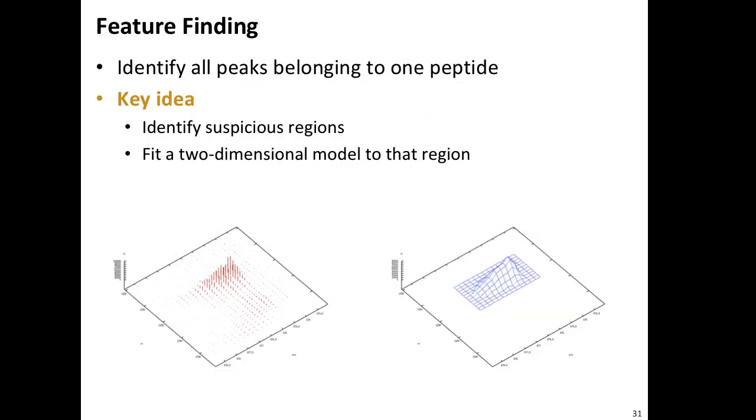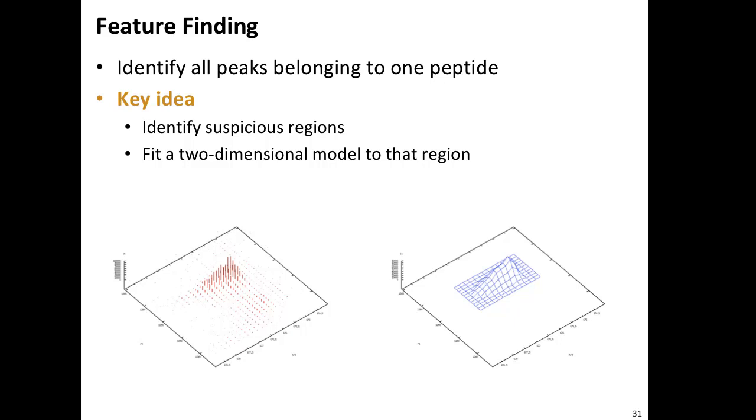Okay, let's talk a bit about feature finding. So the key idea is really, when you look at these maps, you know where the features are. We are good at finding patterns. We look at them and we know where they are, so it can't be that hard for an algorithm.